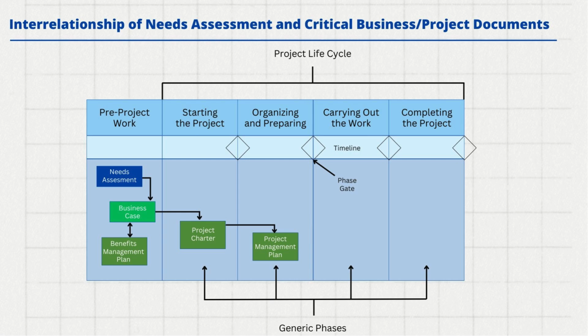Once this is agreed upon from the business side, the business sponsor prepares these two documents, the business case and the benefits management plan. The sponsor then hands them over to the project manager. Additionally, the project charter is prepared and handed to the project manager. At this point, the project manager is formally authorized to use resources on the project and is formally engaged with the project.